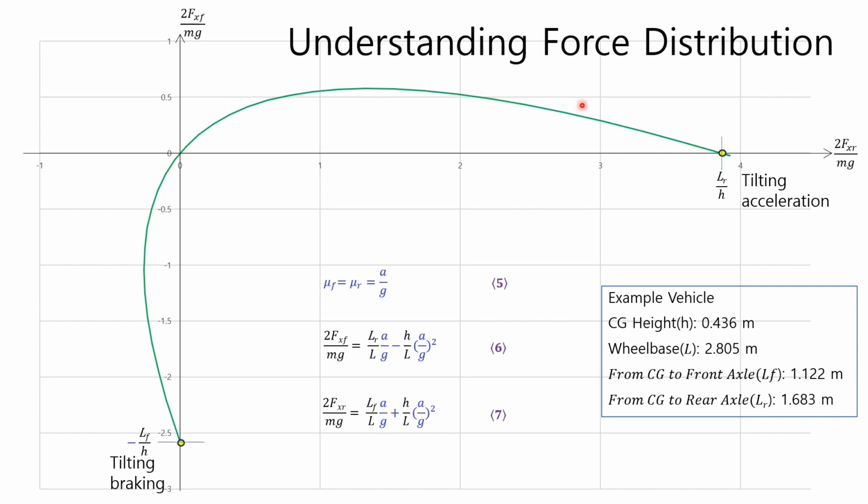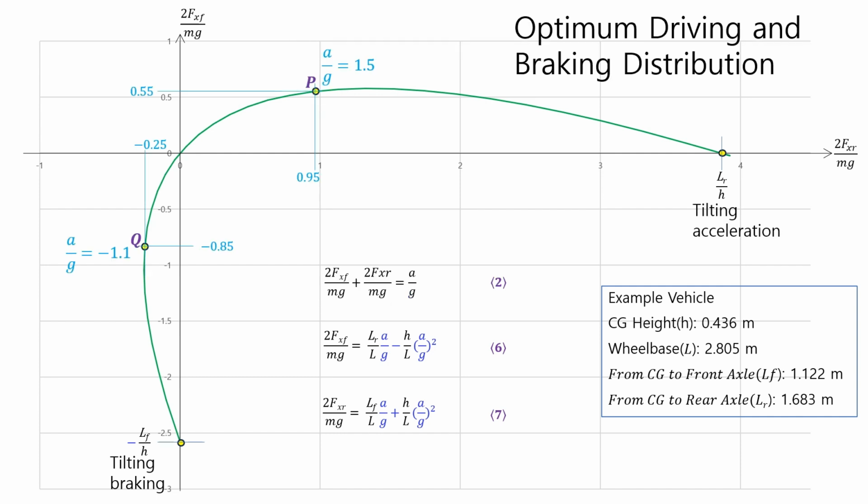In addition, the non-dimensionalized optimum front and rear axle driving and braking force distribution curve will be called optimum force distribution curve. The green graph shows the optimum force distribution curve on a non-dimensional force axis when the front and rear wheels have the same friction coefficients in a four-wheel drive vehicle. Above-mentioned green graph here is a non-dimensional representation of the driving and braking force when the front and rear wheels have the same friction coefficient in a four-wheel drive vehicle.